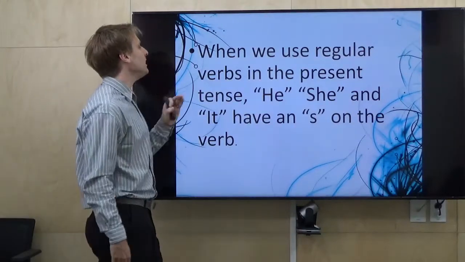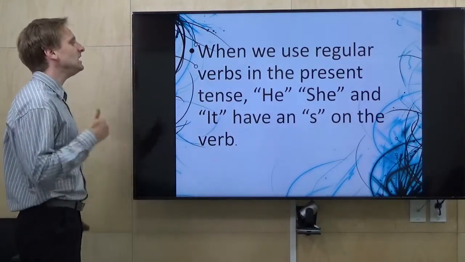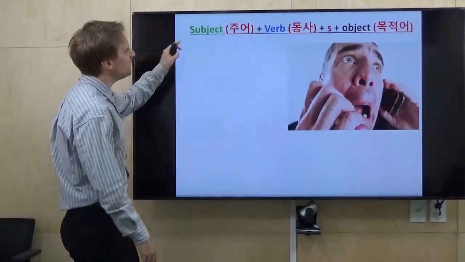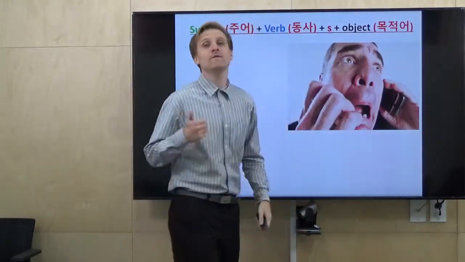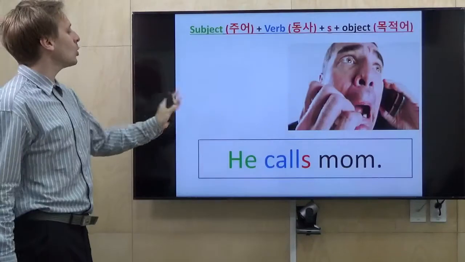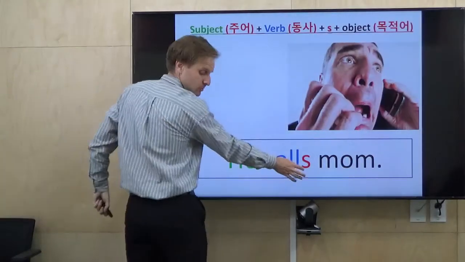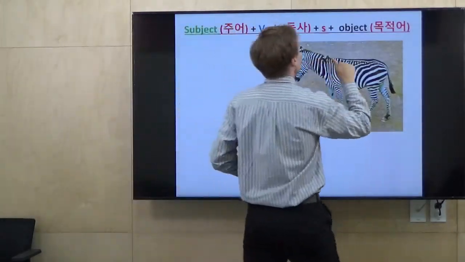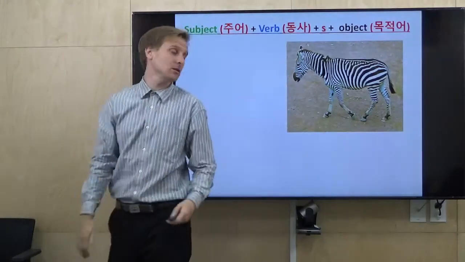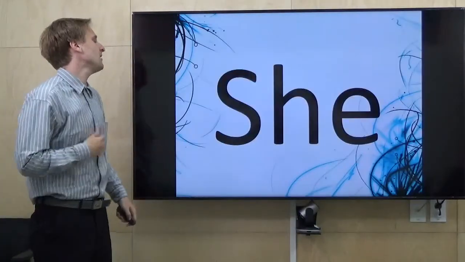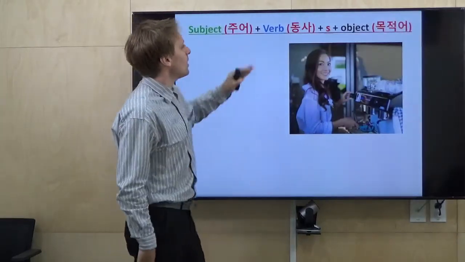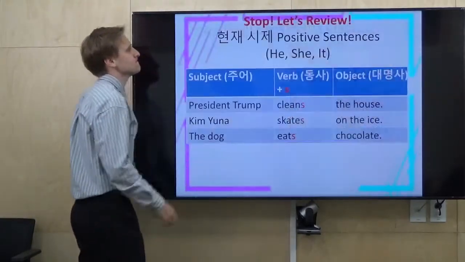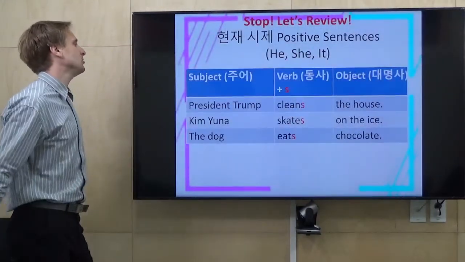And here is our rule. When we use regular verbs in the present tense, he, she, and it have an S on the verb. So let's look at that. He. Subject, verb, S, object. 3, 2, 1. He calls mom. Here is the difference. We have this S. He calls mom. It. Subject, verb, S. Remember, for this picture, there is no object. It walks. She. Subject, verb, S, object. She makes coffee.